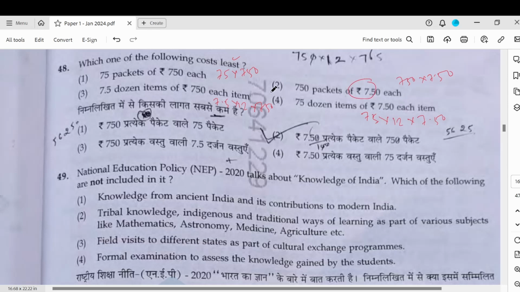You don't have to really multiply 75 by 75 and then get it. This is the one which will have the least. I just hope that you've not spent a lot of time calculating on this sum. This is a logic sum. This is not a calculation sum.